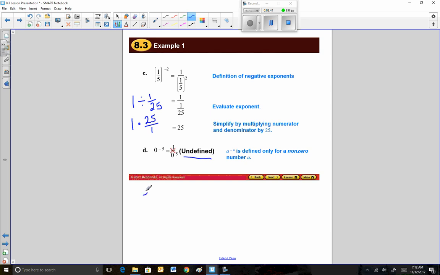Let me give you one more example here. What if I have, for example, 5 to the 0 power? Let me remind you, in case you haven't heard this before, any number to the 0 power, the answer is 1. If I have 6 to the 0 power, my answer is 1. If I have negative 900 to the 0 power, my answer is 1.